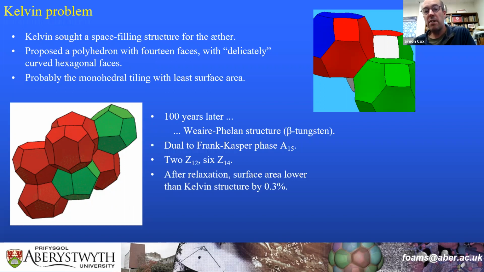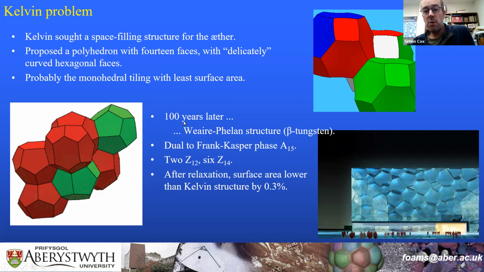The surface area is lower than the Kelvin structure by 0.3%. And so here's the game, in that we're looking at tiny differences. All these foam structures with bubbles of equal volume are very similar in their energy, in their surface area. The Weaire-Phelan structure, as it's known, has its own piece of fame. It was what was made into the swimming pool for the Beijing Olympics. And it doesn't look like a foam of equal volume bubbles, but that's just because of the way that it's been sliced.